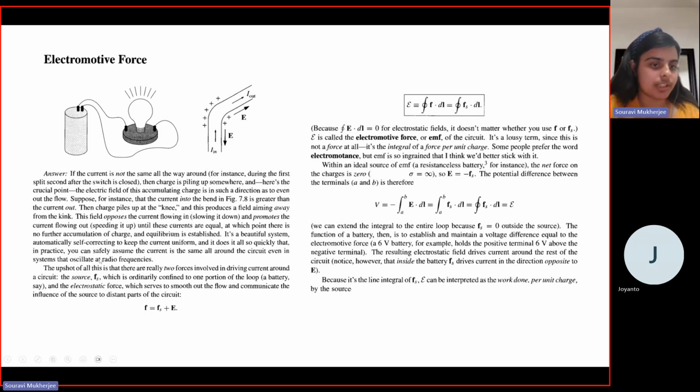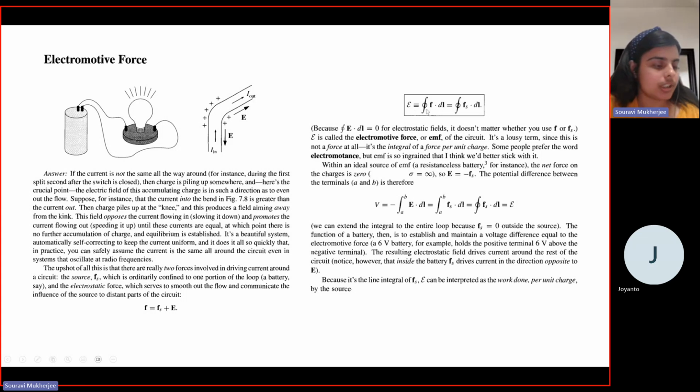Fs is the force that comes because of your source or your battery. This is what is called the electromotive force. Basically, this term here is not exactly a force. It's actually work done by the source, right? Fs is the force that comes from the source. So Fs dot dl over the complete circuit is your electromotive force, or EMF.